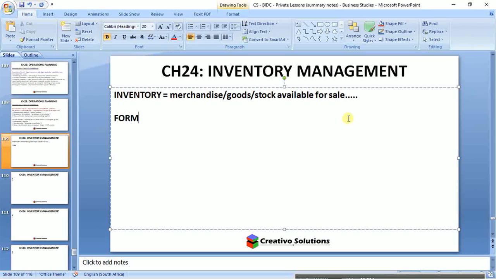Just put a note here, forms of inventory. Forms of inventory. Yeah, well, I just said anything available for sale, that's all. And so if we're buying goods to sell, then those goods would be considered inventory stock. Forms of inventory, there's a few here actually. Looking at this whole idea of manufacturing, as well as what we just said, inventory in terms of stationery.